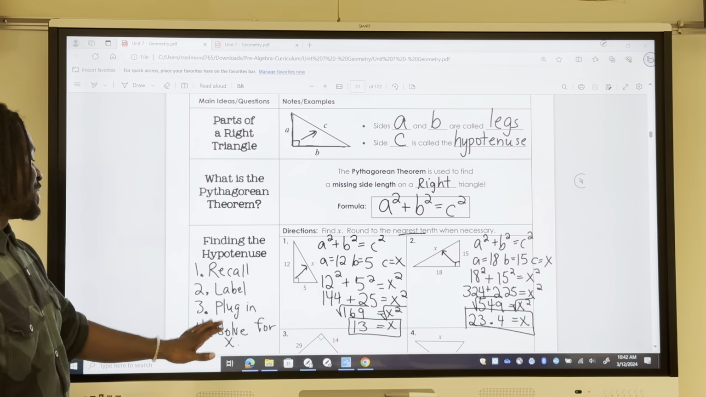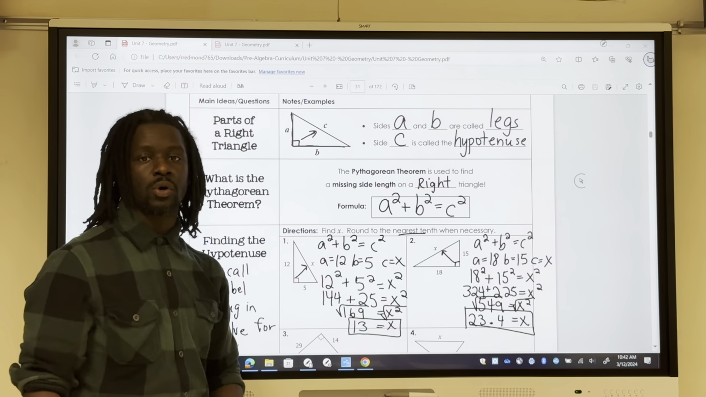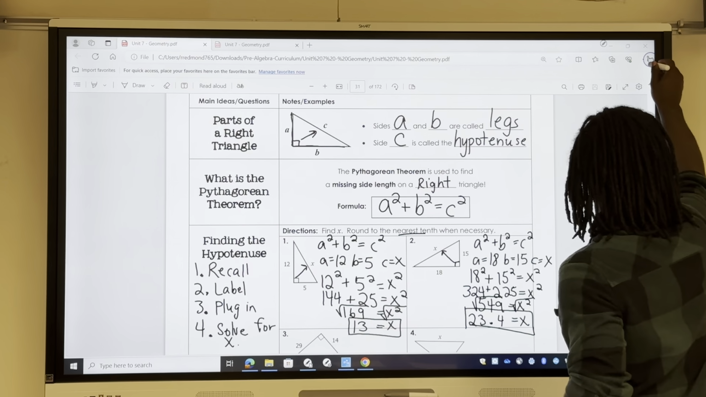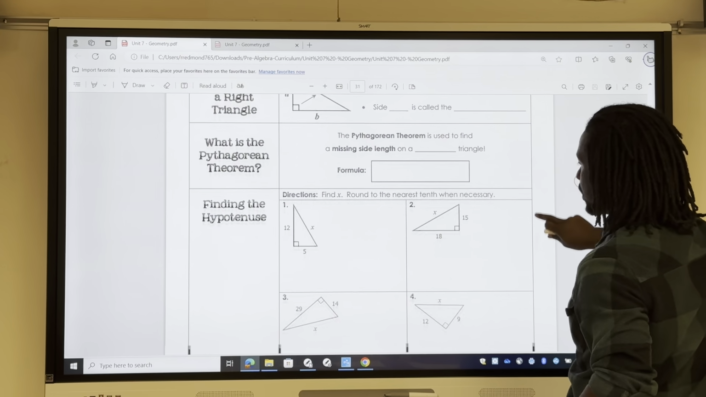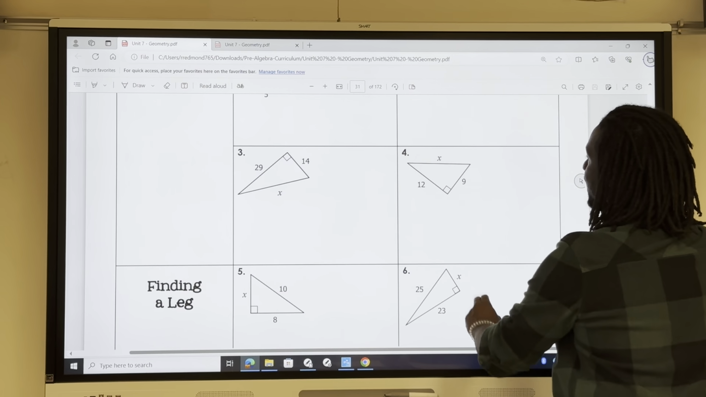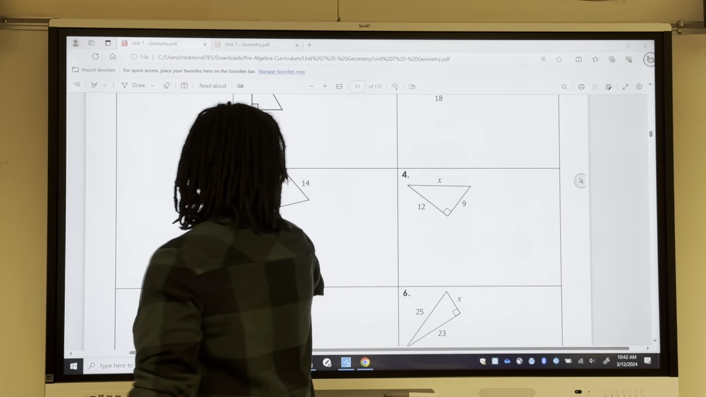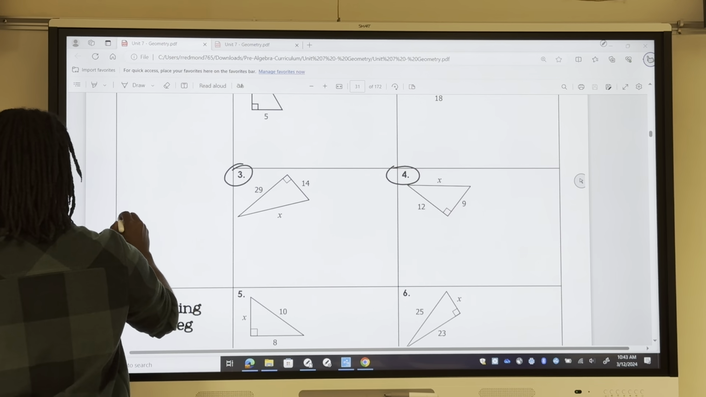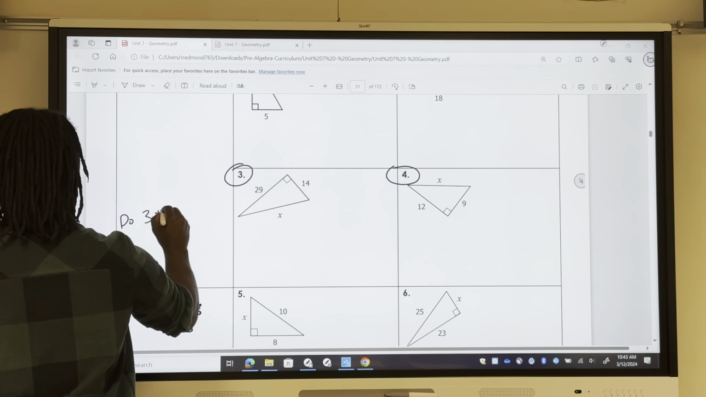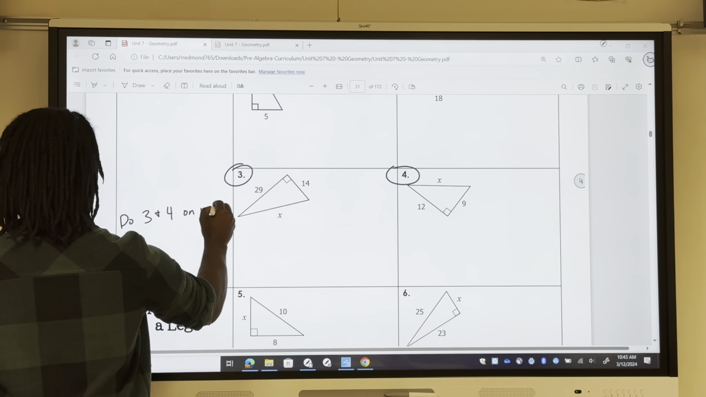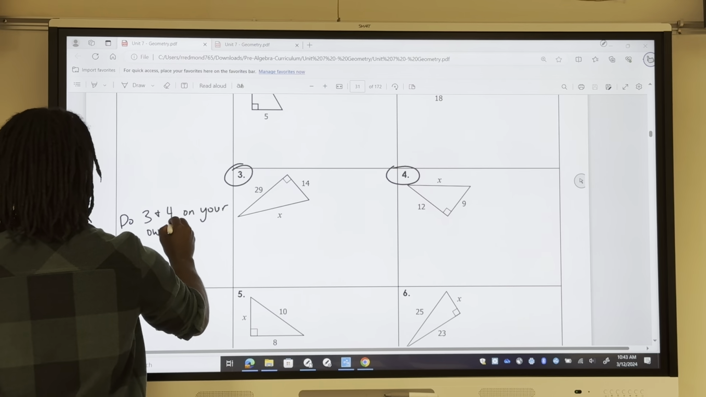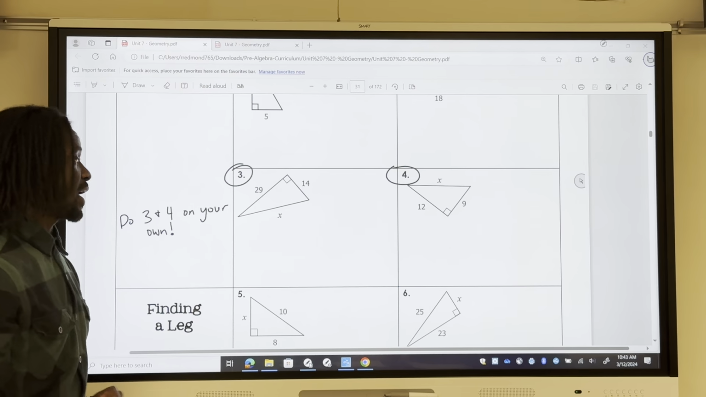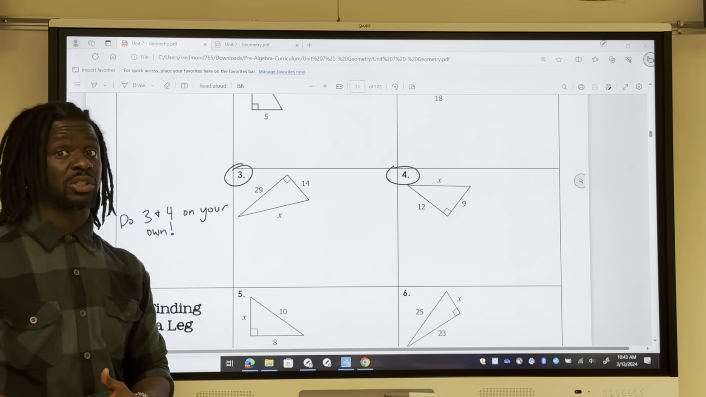Questions number 3 and number 4 are just like the ones we did. So what I want you to do is do right now number 3 and number 4 on your own. On your own right now. I am not going to show the work for these. I'm going to give you the answer just to check it.